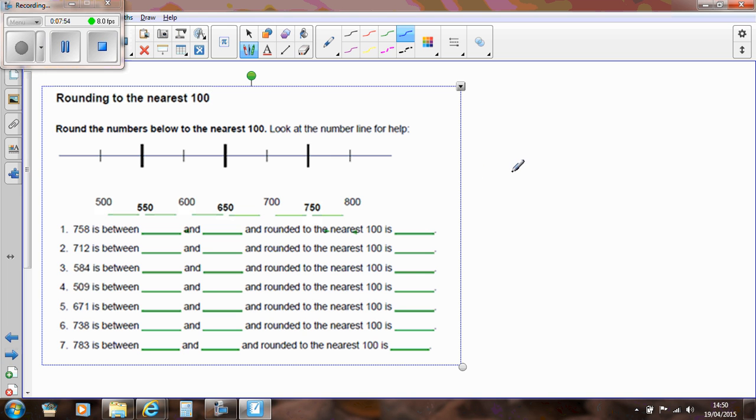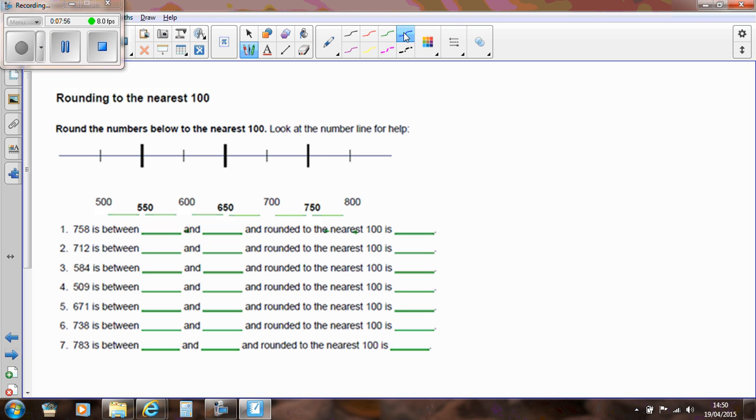Looking to the nearest 100, same principle again. So this time, we've got 758. It's the nearest 100, so we have 500, 600, 700, 800. It's between 700 and 800. If we were to put it on this number line here, it would be between here. And 758 is after the 50, so it's probably there, which means that it's closer to 800 than it is to 700.